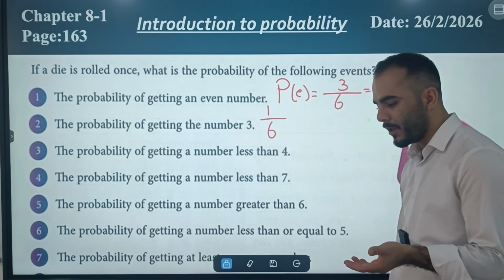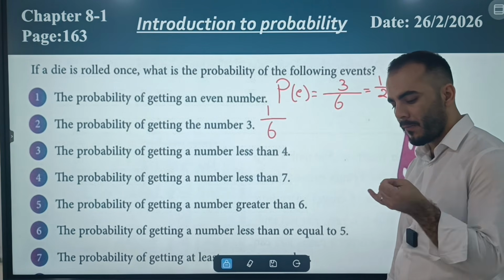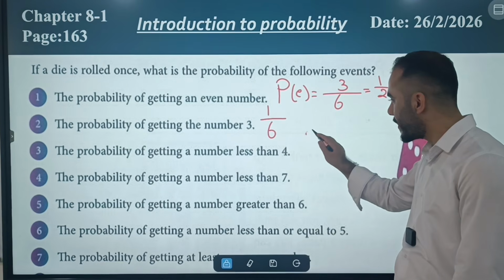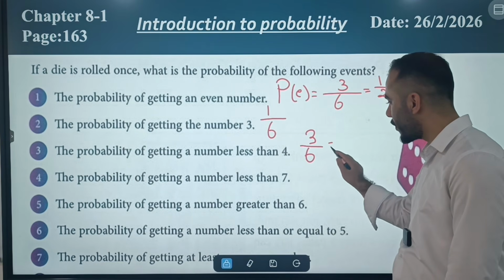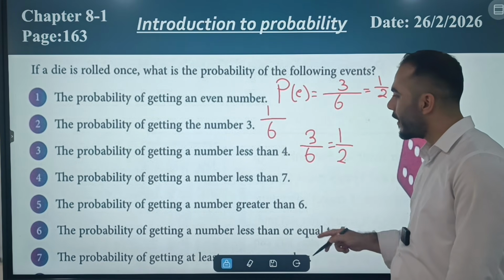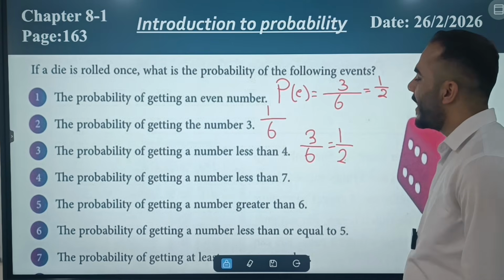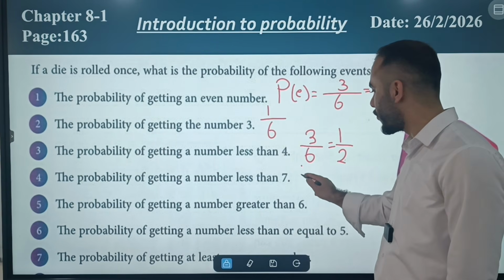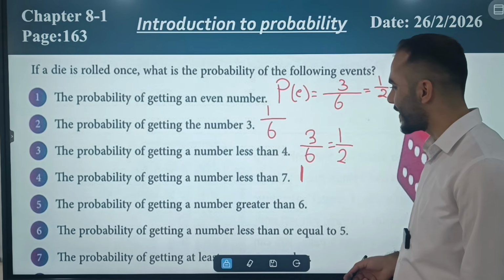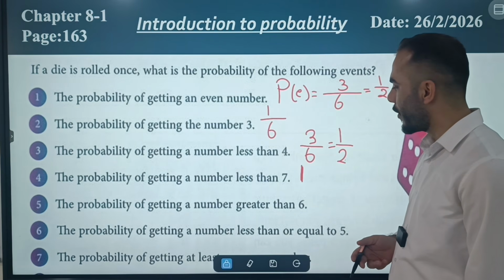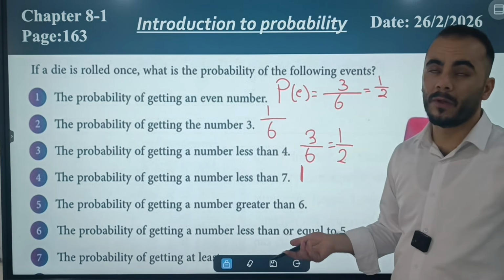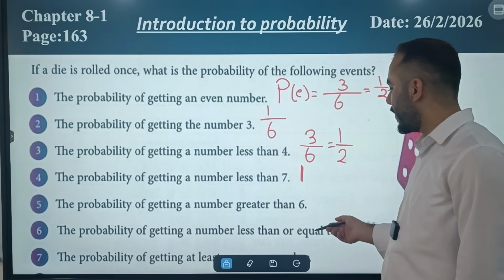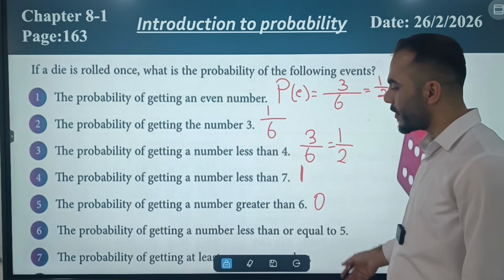The probability of getting a number less than 4. So how many numbers are less than 4 over there? Number 3, number 2, number 1. So basically 3 over 6, which is 1 over 2. The probability of getting a number less than 7: all of them are less than 7. So it's a certain case, 1. 6 out of 6. The probability of getting a number greater than 6: impossible. None of them are greater than 6. So 0. 0 over 6, which is 0.